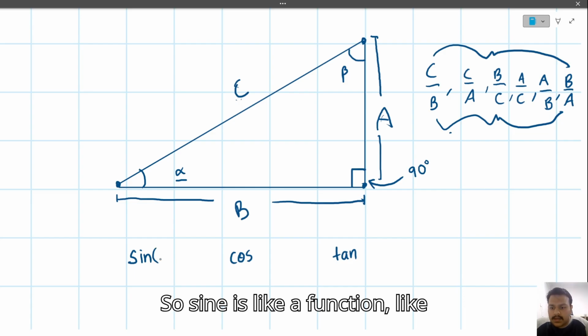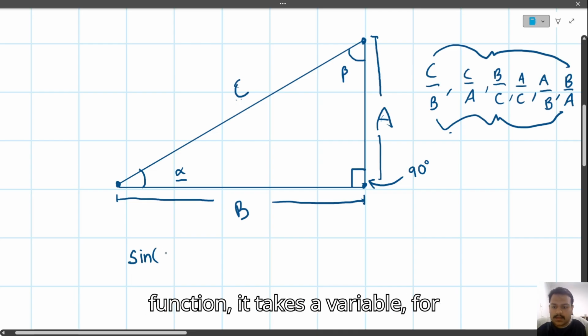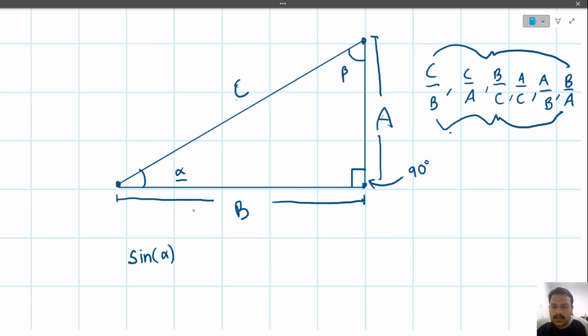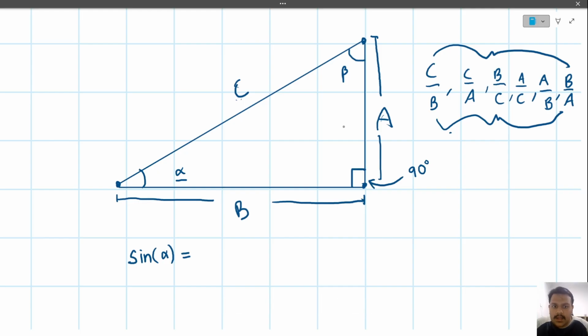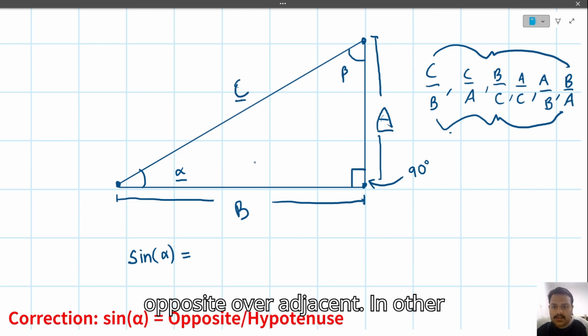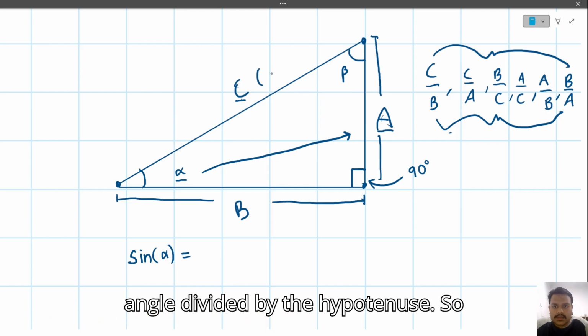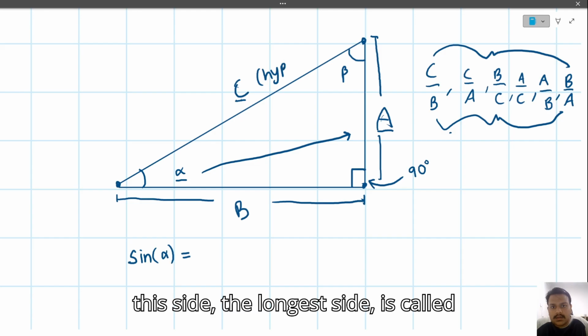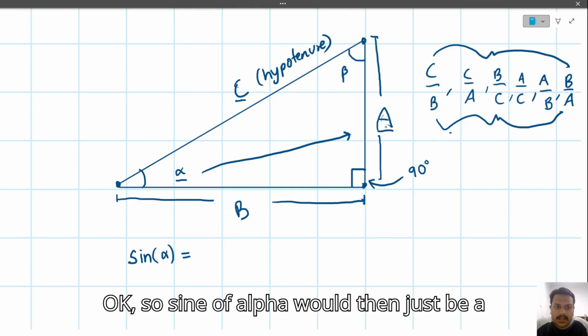Sine is like a function, like addition or subtraction. It takes a variable, for example alpha, which is an angle, and results in a ratio. This is how we define the ratio: sine is described by the fraction opposite over hypotenuse. In other words, the side that is opposite to the angle divided by the hypotenuse. This side, the longest side, is called the hypotenuse. So sine of alpha would just be A over C.